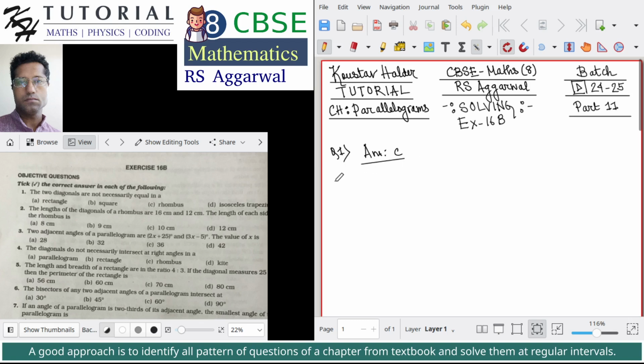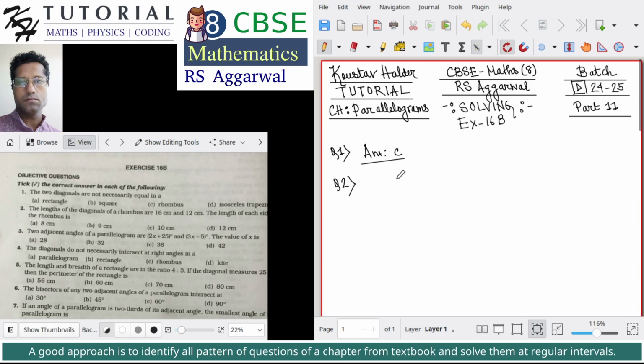Okay. Question number 2. The lengths of the diagonals of a rhombus are 16 centimeter and 12 centimeter. Then length of each side of the rhombus is. We have done this exact same problem in the previous exercise, that is 16a. Anyway, let me again do it.